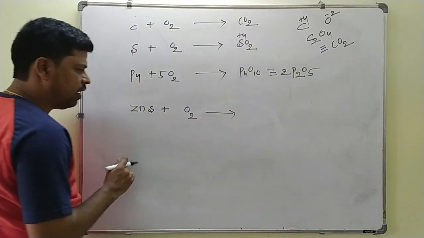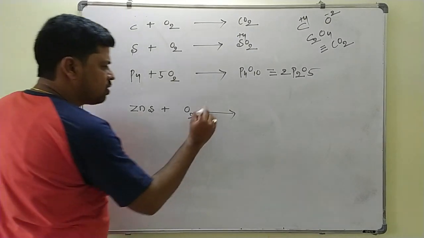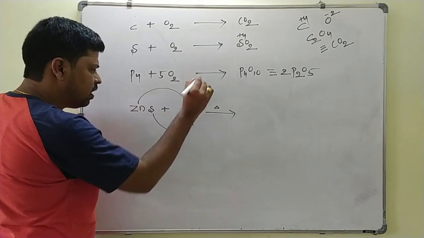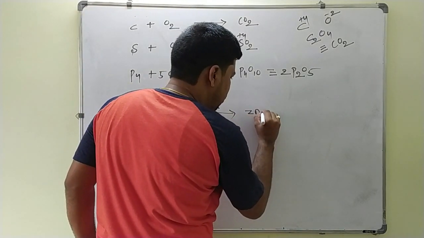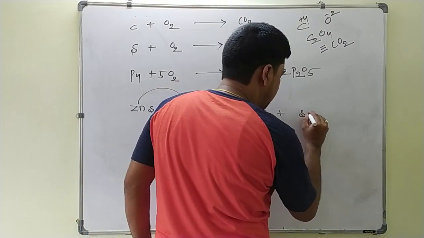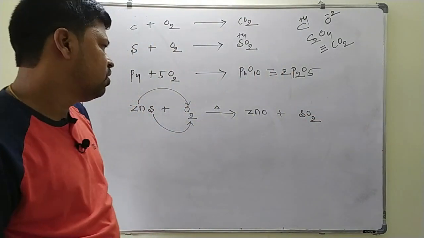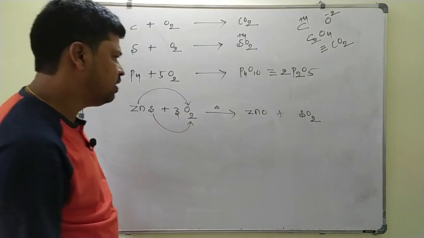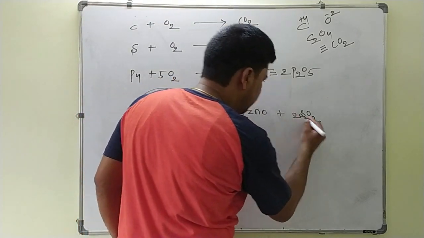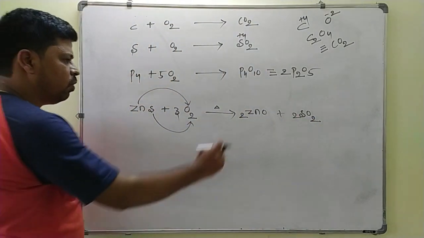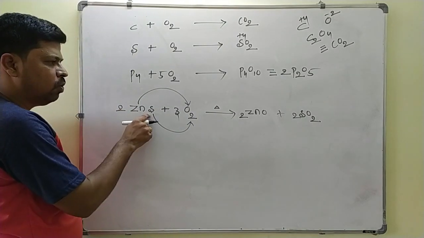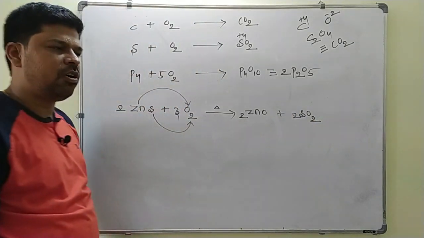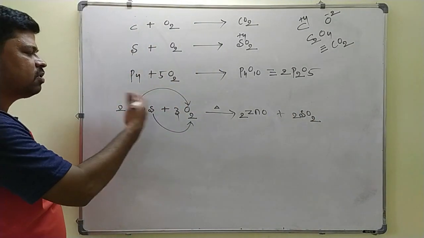In this one what happens? On heating this zinc sulfide with oxygen, sulfur also combines with oxygen and zinc also combines with oxygen. So there is a formation of zinc oxide as well as SO2 here. In total, here 3 oxygen and here only 2 oxygen. This is multiplied with 3 and these two are multiplied with 2 simply. So what you will get here? 2 times zinc, 2 sulfur and total 6 oxygen, and 2 plus 4 is what? 6 oxygen it is. This is the reaction of oxygen with the compounds.